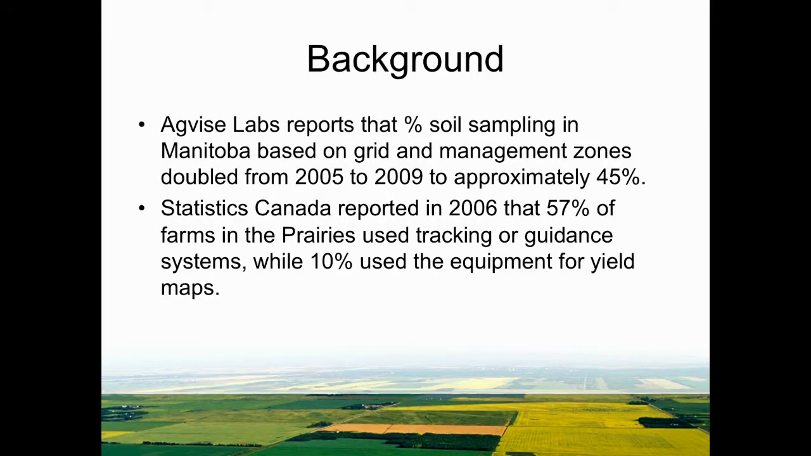A little bit of background, it's somewhat dated statistics, but AgVise labs indicated that soil sampling in Manitoba doubled based on grid and management zones from 2005 to 2009 to approximately 45%. Statistics Canada reported in 2006 that 57% of farms in the prairies use tracking or guidance systems, while 10% use the equipment for yield maps. In other words, the technology is here.